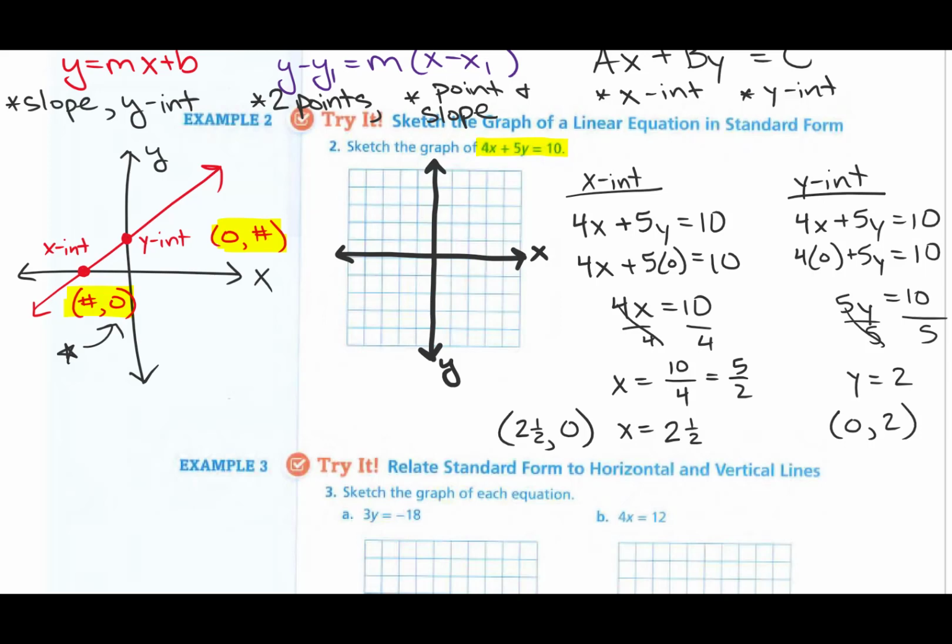So I'm going to go over 1, 2, and a little more, and that'll be my x-intercept, and then my y-intercept, 0, up 2. Now that I have 2 points, I can connect them, and there's my graph.